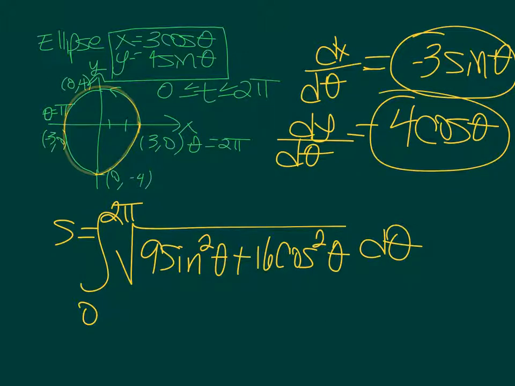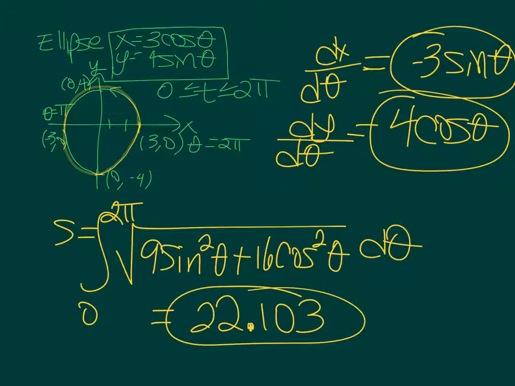And this is one of those situations where your calculator or your computer is going to come in handy. You use the integral feature of your calculator, and you should get that the distance around this ellipse, the circumference or perimeter of this ellipse, comes out to be 22.103. Well, that wasn't so difficult.